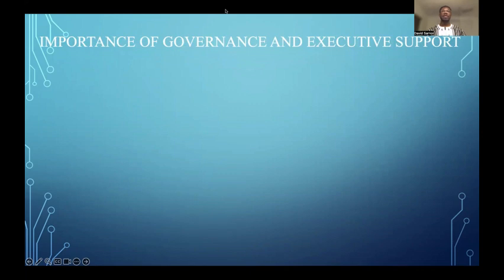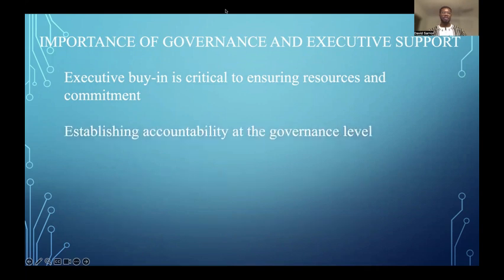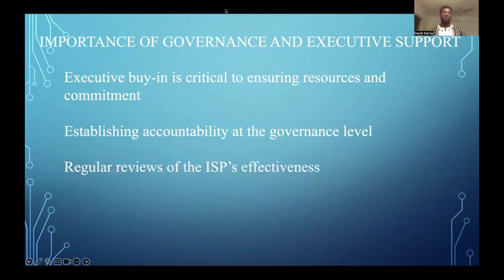Governance and executive support are absolutely crucial when it comes to the success of ACME's information security program. Without strong backing from leadership, even the most well-established security program can fall short. Executive buy-in is crucial to ensure resources and commitment to this program. Establishing accountability at the executive level is vital as well. Regularly reviewing the ISP's effectiveness is important for this program.